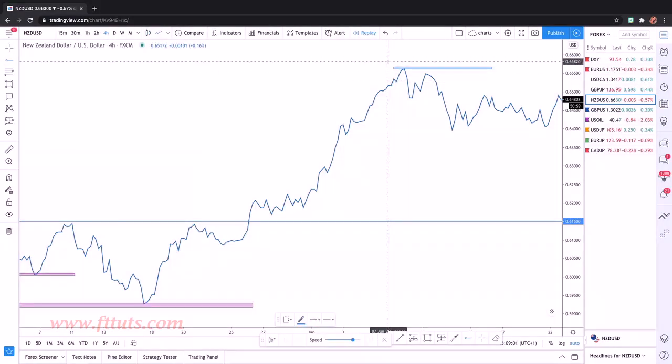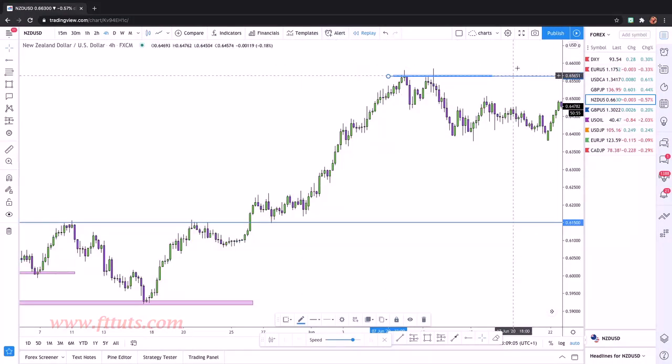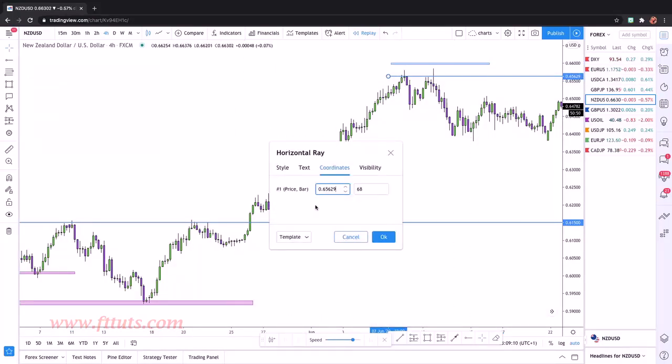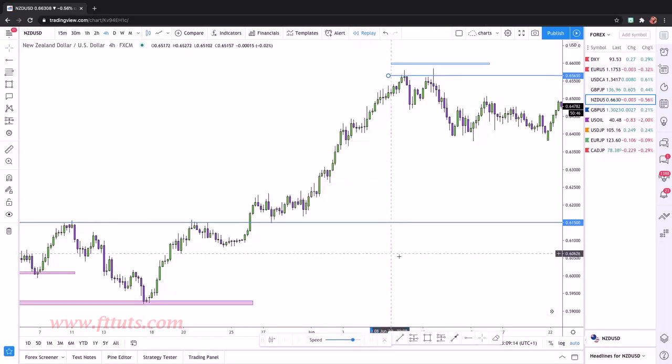Horizontal ray, line chart. Just to get that exact price, that's all it is. $621, $350.